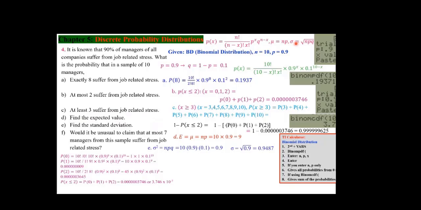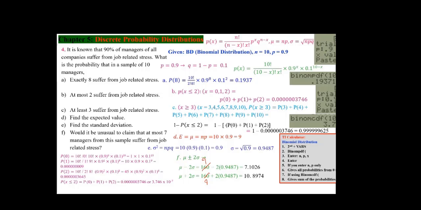All of these formulas in your formula sheet you should be comfortable with. Finally, would it be unusual to claim that at most 7 managers from this sample suffer from job-related stress? All you have to do, just go with mu plus minus 2 sigma. I hope you remember this, the empirical rule, mu plus minus 2 sigma, okay? The range rule of thumb. So mu is 9, minus 2 times this number, and then add and subtract, and between 7.1 and 10.89.